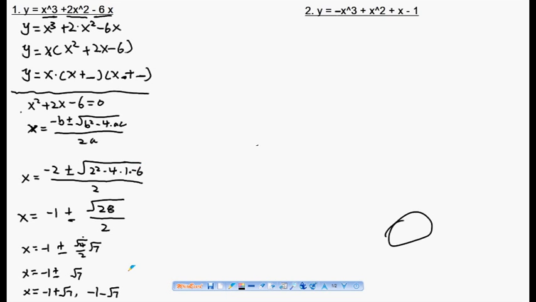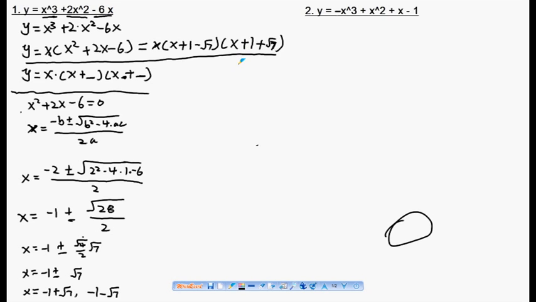Now we have found the x-intercepts of the quadratic equation in the bracket, and we can factorize it as x times x plus 1 minus square root of 7, times x plus 1 plus square root of 7. So this is our final answer.